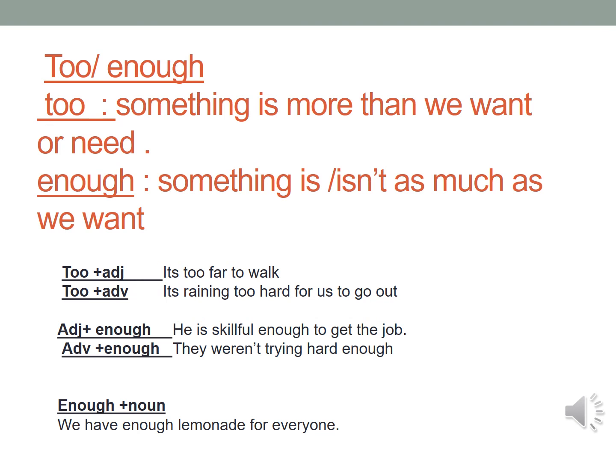We can also use "enough" with the noun. Like the example here, we have enough lemonade for everyone. Notice that we put enough, then the noun. Or we can say the negative: we don't have enough lemonade for everyone.